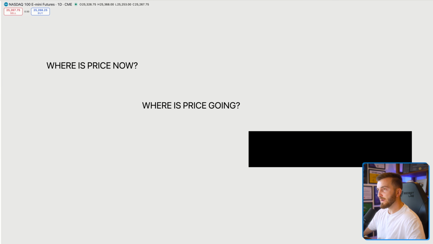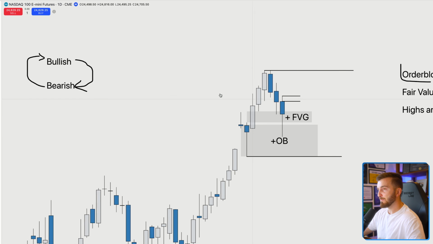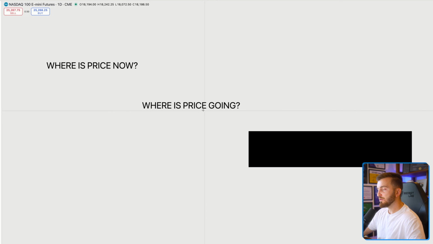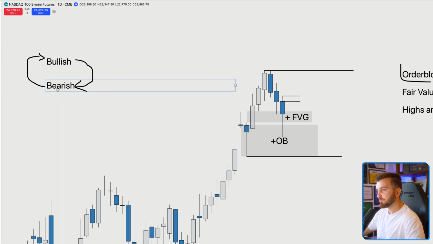So where is price now? Price right now is at bullish key levels. Where is price going? We expect the price to go towards a bearish key level. And so we expect the market to react bullish. And this is where on the next day, the market reacted from the bullish key levels again and went towards the bearish key level, which was the candle open.